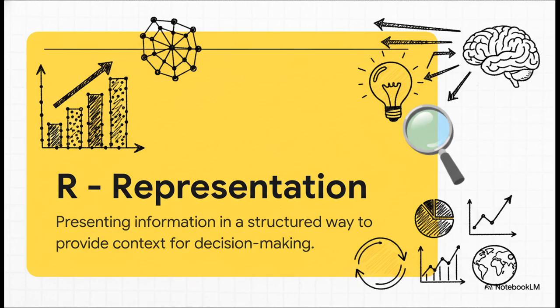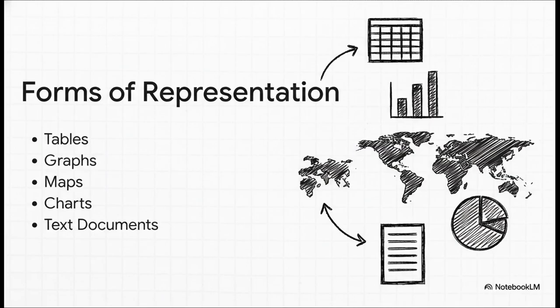We're not talking about just dumping a bunch of raw data. It's about structuring and visualizing that data in a way that gives it meaning, that gives it context, so you can make a smart decision. And this can look like a lot of different things, right? It could be a simple table, a detailed graph, a complex map, whatever. The key is to pick the right format to make complicated info easy to understand at a glance. The goal is for you to get it without having to be a data scientist.